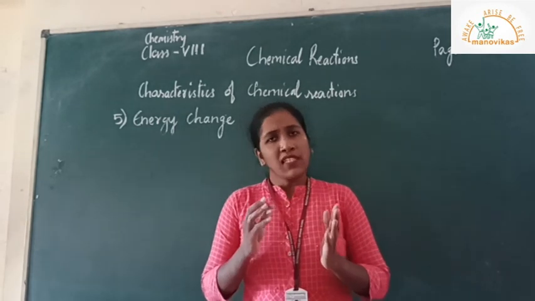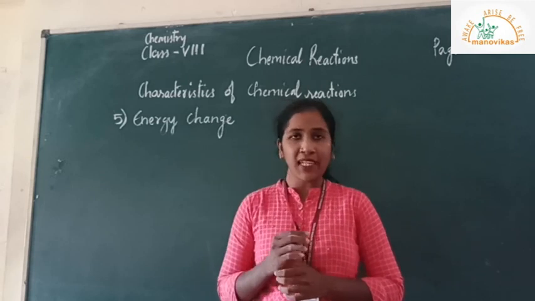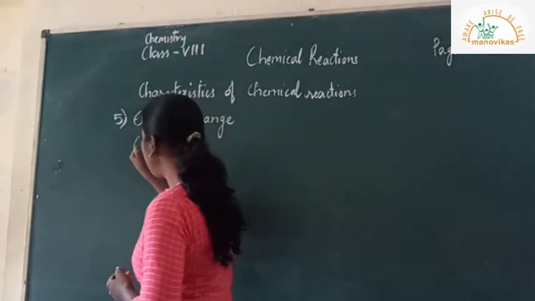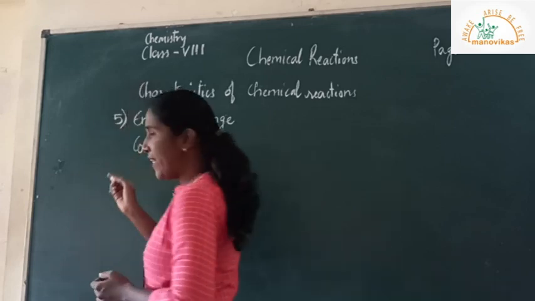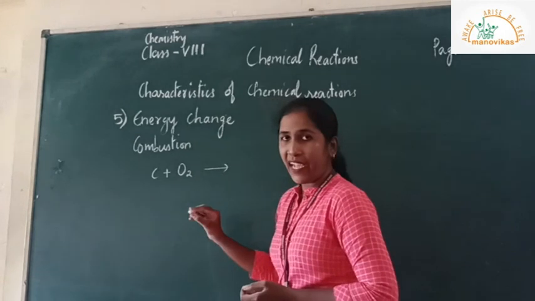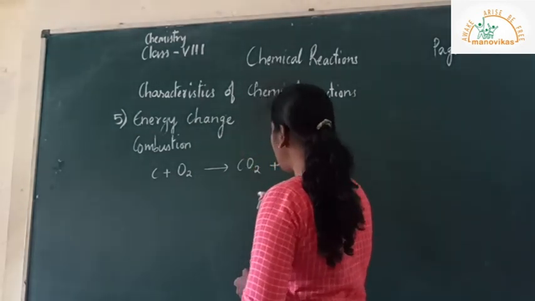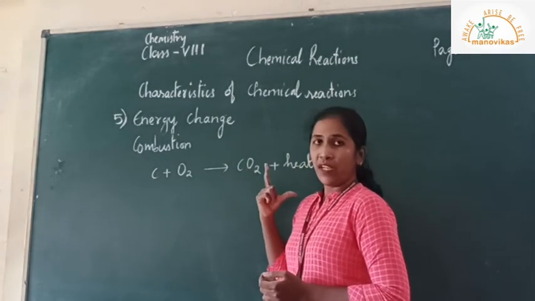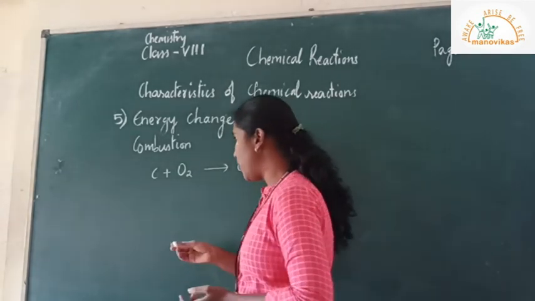Now the burning of a substance in air at a very high temperature, releasing heat and light, we call it combustion. So here let's take an example. Carbon, when it is treated with oxygen, what we get is carbon dioxide plus heat. So this process is taking place with the evolution of heat. So here it is undergoing the exothermic change.